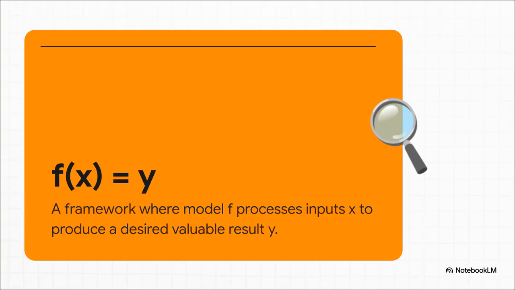Remember this classic from high school algebra, f of x equals y? Look, at its absolute core, an AI system is really just a mathematical function. It transforms information into a valuable resolution. The x is your input, the f is your processing model, and the y is the output. We just need to start seeing AI as a dynamic system that transforms inputs into tangible value.